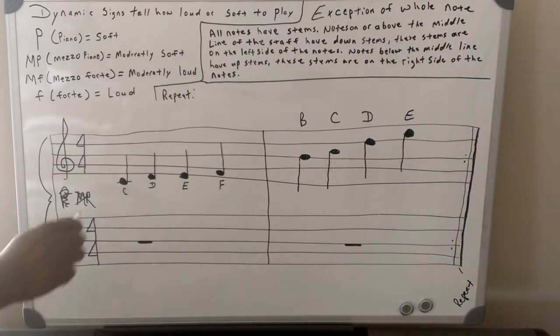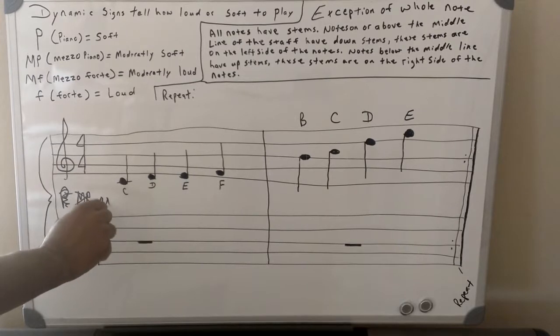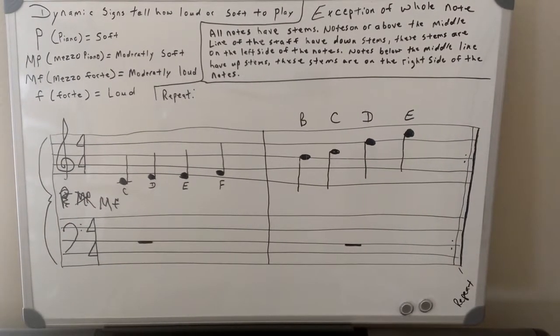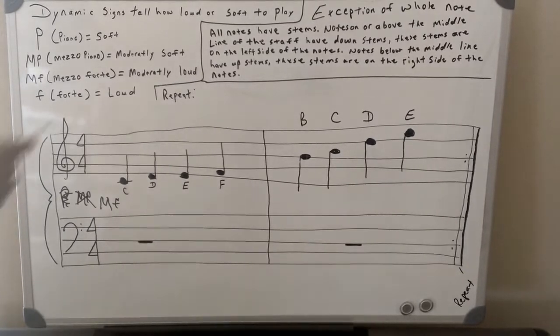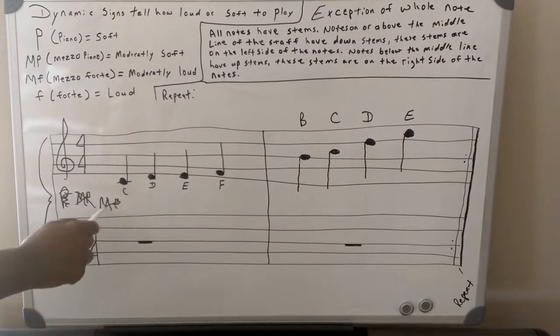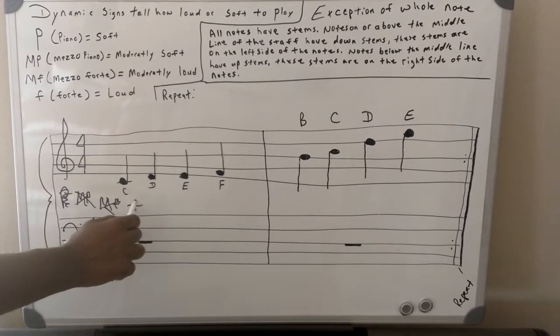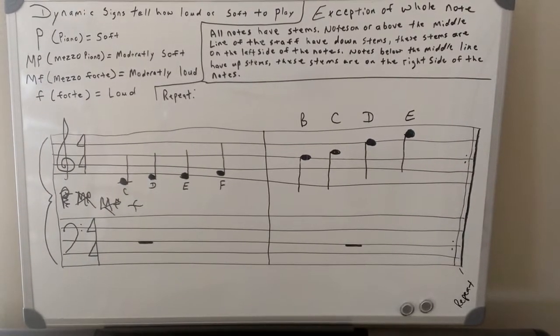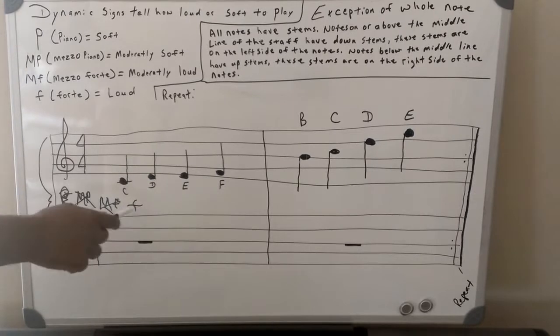If you see an MF, how are you going to play that piece? You're going to play it moderately loud. If you see an F, how are you going to play that part? You're going to play it loud, okay?